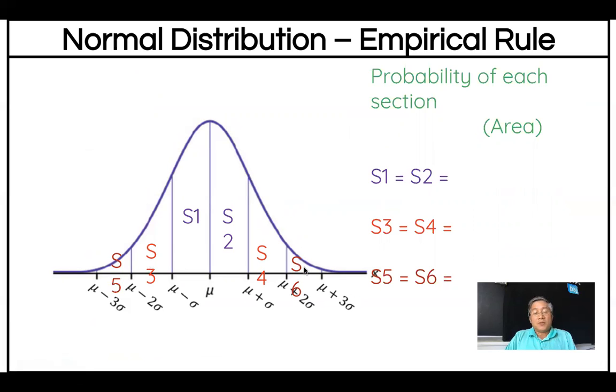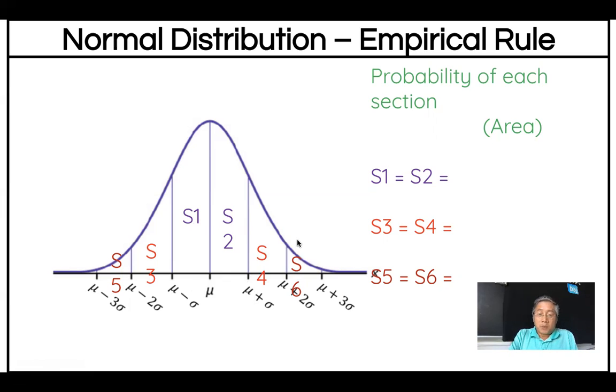So if you want to calculate each percentage, then you should know that it's symmetrical. So this section is exactly the same probability, right? Same number of data will be there. So this is 34%, and this is 34%, together 68%, right? Because within one standard deviation range, we know that it's 68%. That's what we learned. Just remember it.